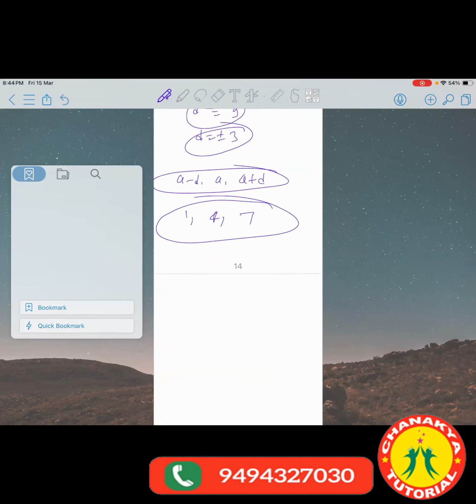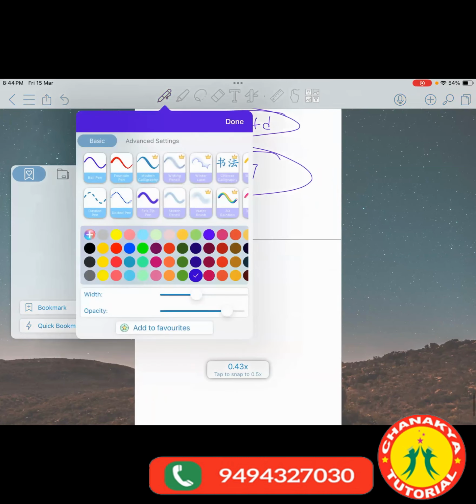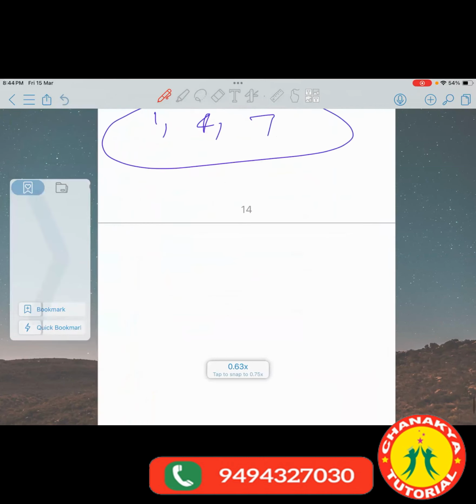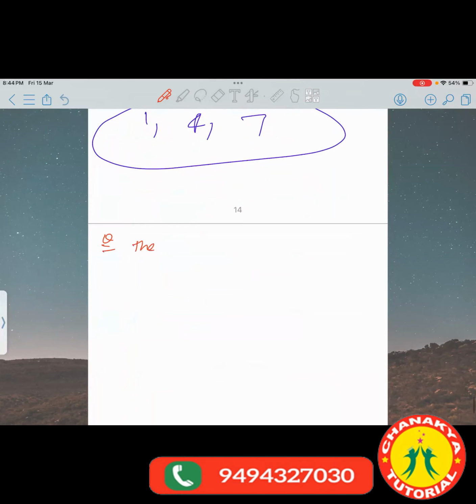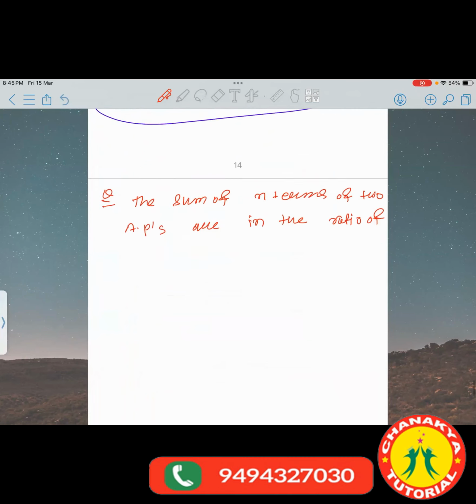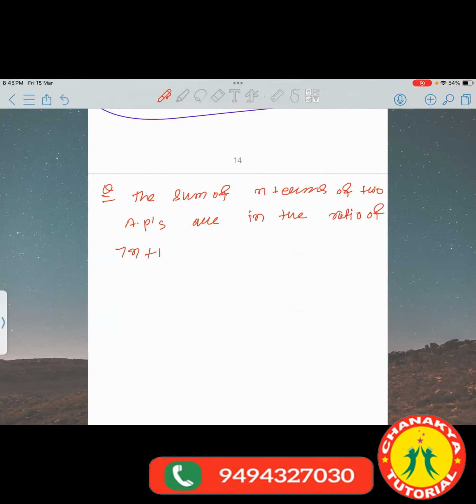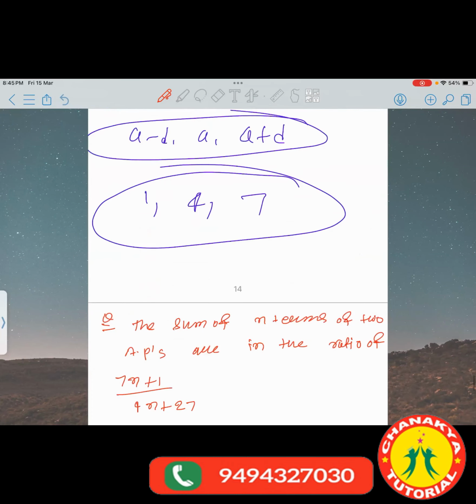Now one more question on this topic. The sum of n terms of two APs are in the ratio of 7n plus 1 to 4n plus 27. Any doubt? Last question.